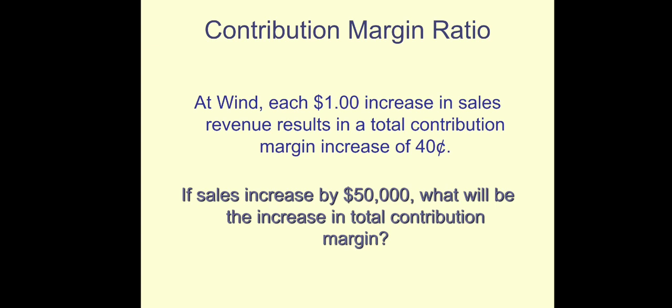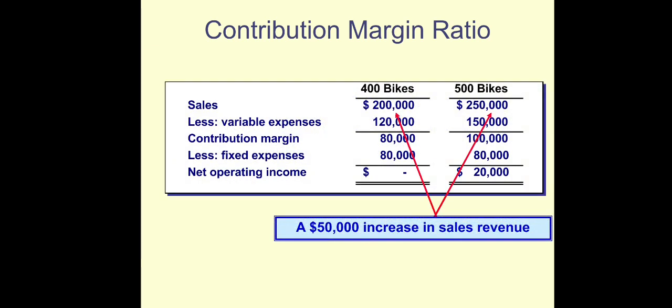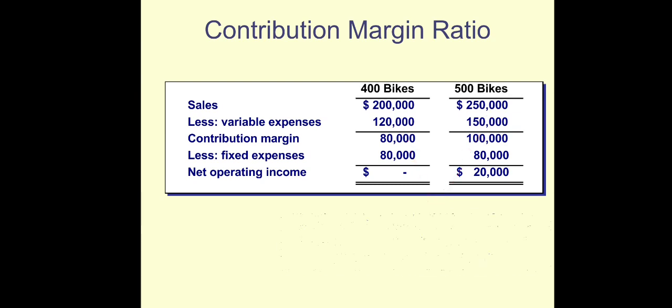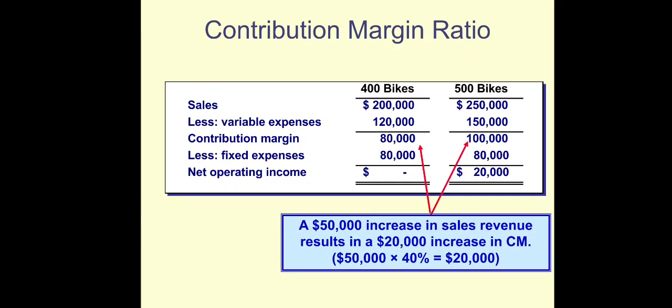See the black sentence here. If sales increase by $50,000, what will be the increase in total contribution margin? The answer is $50,000 times 40%. So a $50,000 increase in sales revenue results in a $20,000 increase in contribution margin.